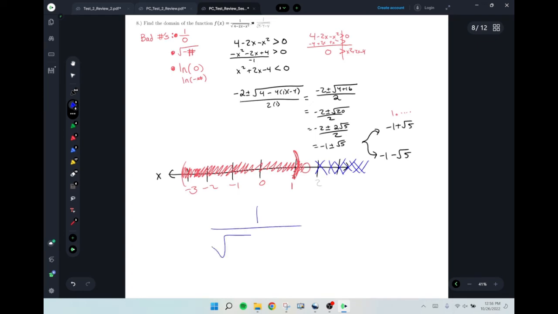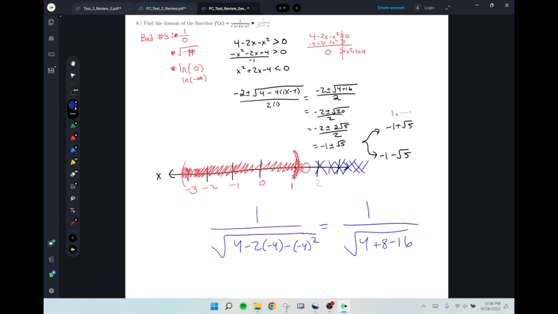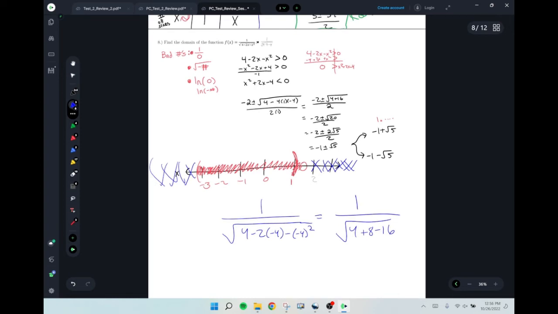So 1 over square root of 4 minus 2 times negative 4 minus negative 4 squared. I can already tell that negative 4 squared is doing a lot of heavy lifting. That minus 16 is going to kill us. 1 over the square root of 4 plus 8 minus 16. 12 minus 16, negative number, bad. Plug and chug.